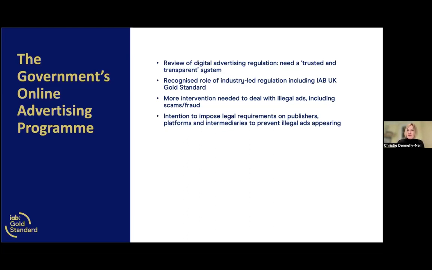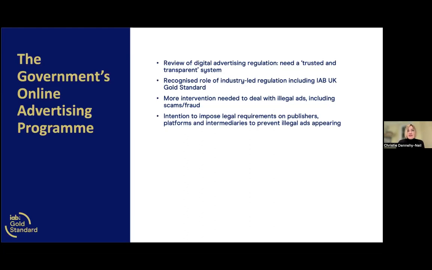So following the consultation, the government set out some key decisions in July last year about what they intend to do next as part of the online advertising programme. They identified two priority areas of consumer risk or harm that the work is going to focus on from now on. One of those is illegal ads, which includes scams that can lead to consumer fraud. And the other area is age-restricted ads, which we're not going to be covering today.